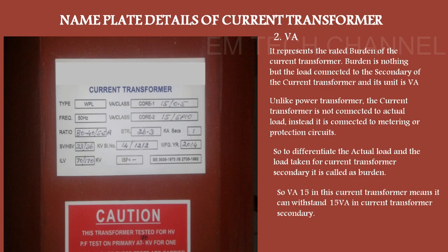For example, here core 1 is given as 15/0.5, which means VA is 15. So VA 15 means this current transformer can withstand 15 VA in the secondary, that is, it can serve a load up to 15 VA.